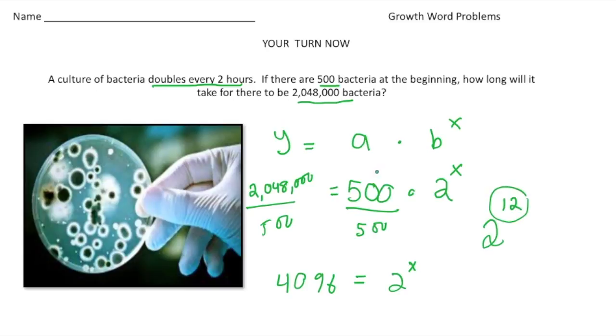All right, but the question is, it doubles every 2 hours. So our final answer is going to be, I have to do 12 times 2, and that will give us 24 hours for our final answer. Because it doubled 12 times, right? And it takes 2 hours for it to double, so 12 times 2 gives us the 24.